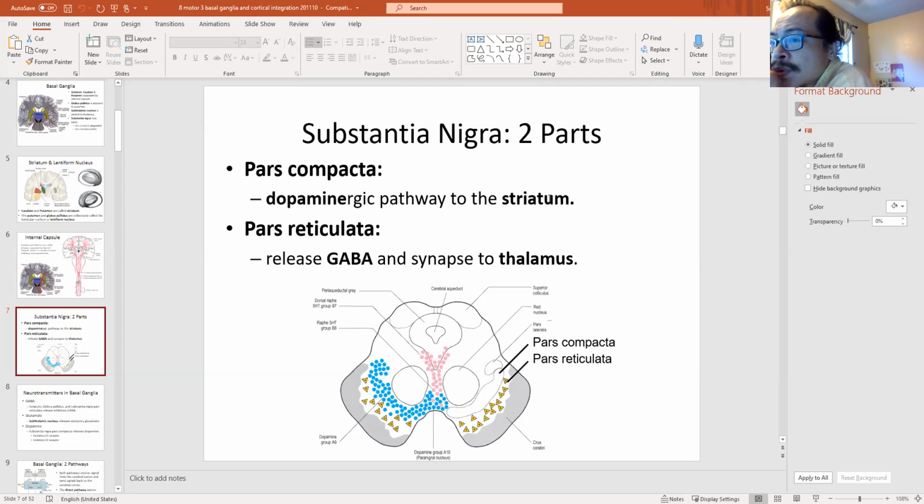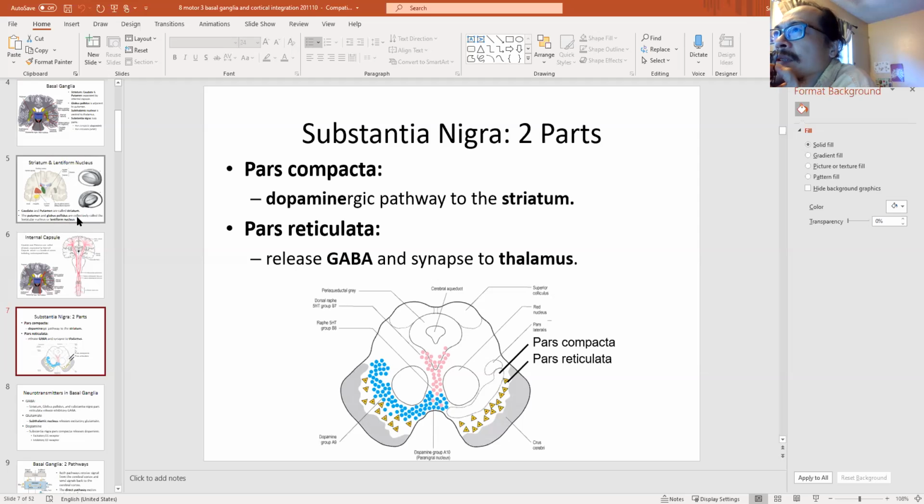So there are two types of dopamine receptor in the striatum, D1 and D2. The pars reticulata releases the neurotransmitter GABA and synapses with the thalamus. This will provide an inhibitory signal to the thalamus and back to the cortex. So this signal through the pars reticulata will provide an inhibitory effect to the signal pathway.